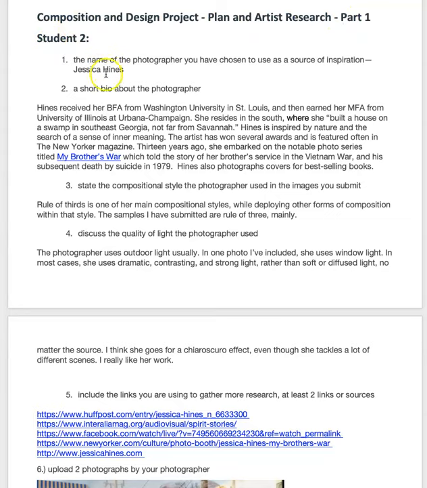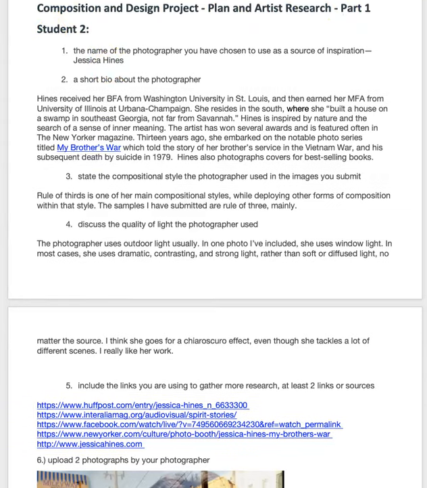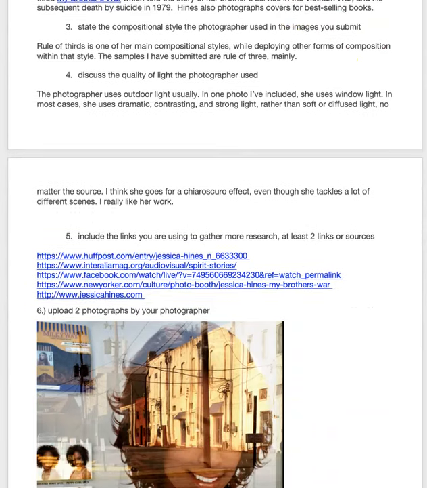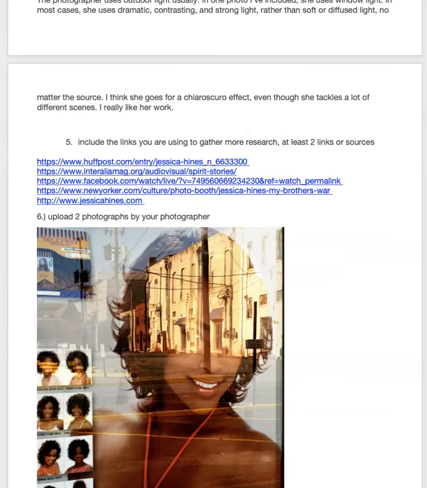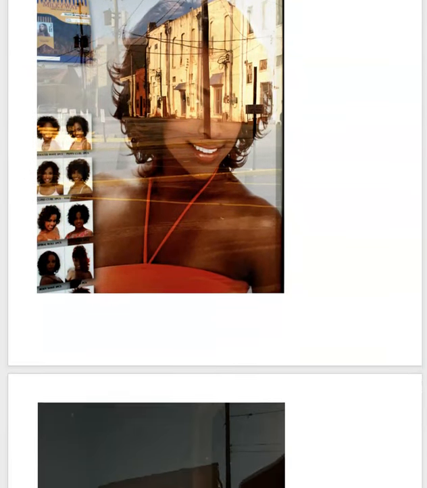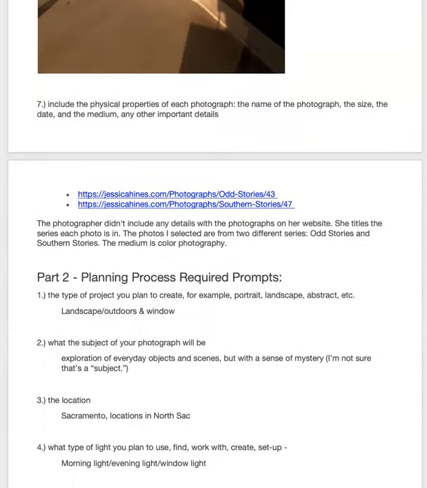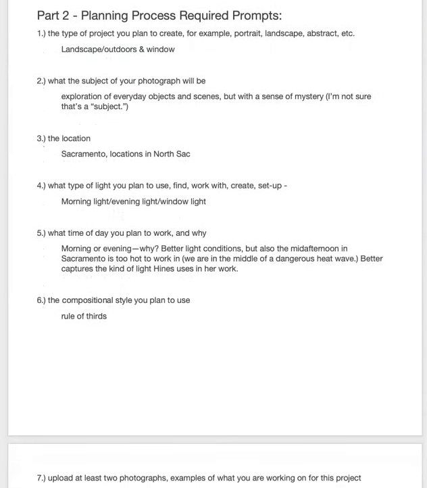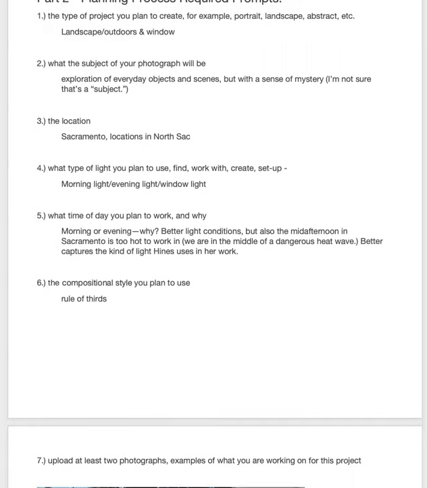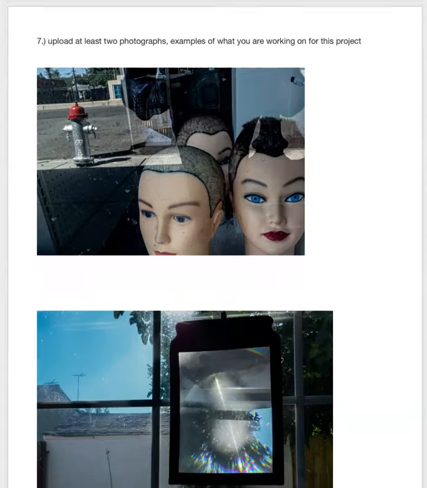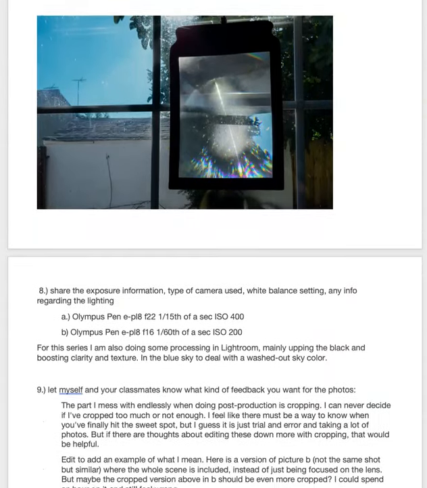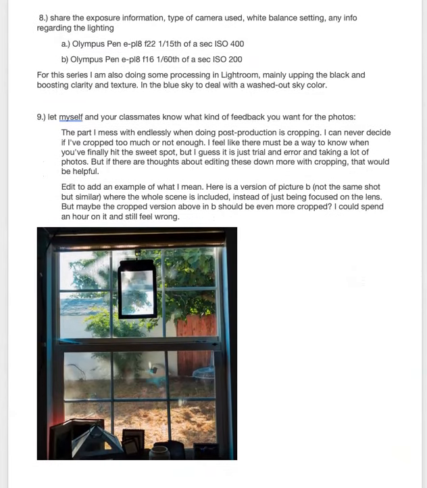This is student 2. They chose the photographer Jessica Hines. Short bio, talking about the compositional style the photographer uses, the quality of light, websites for the research. And then these are the photos by the photographer, Jessica Hines, who was the photographer that this student used as their source of inspiration. And then the planning, what they're going to be taking pictures of. So all the information, the quality of light, the location, the time of day, the compositional styles. And this is the student's sample work, along with the rest of the information, some feedback they want to get, and a sample of one of their photographs specifically to get feedback on.